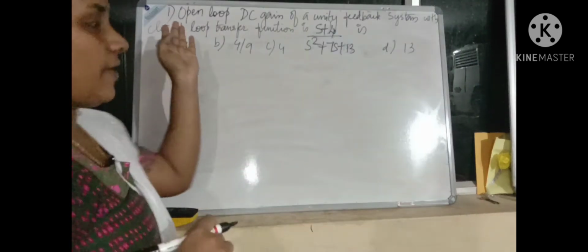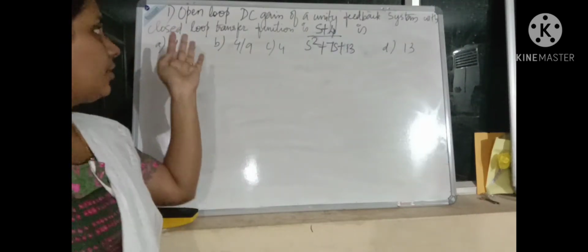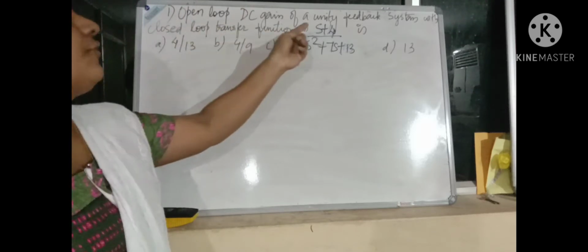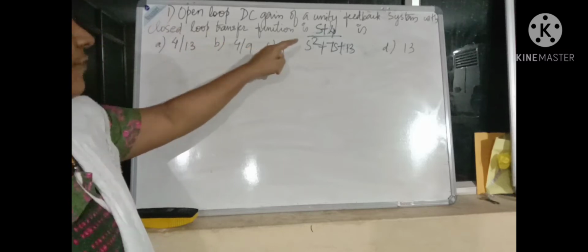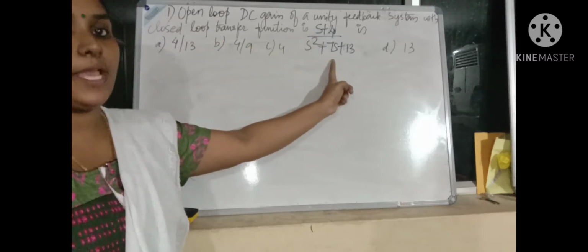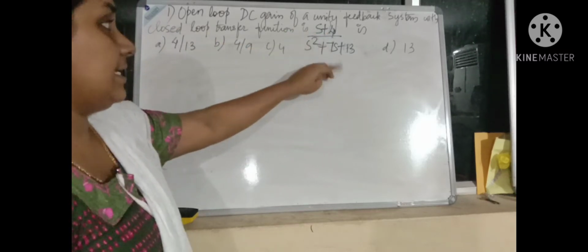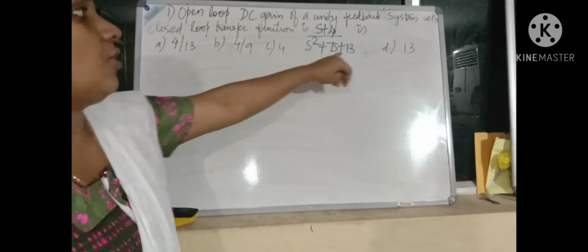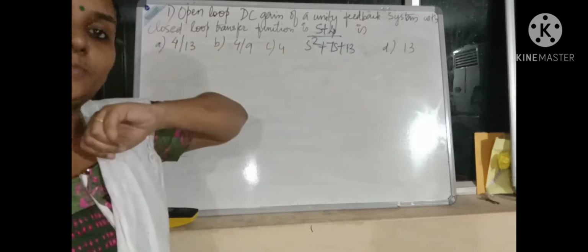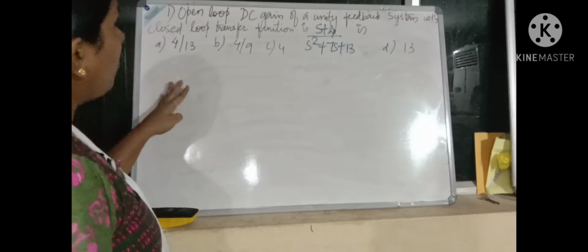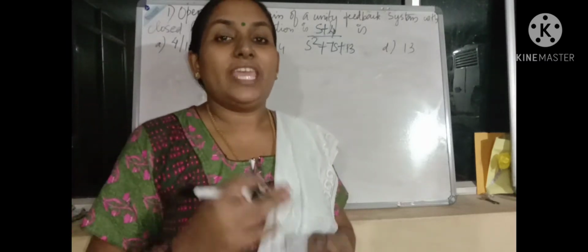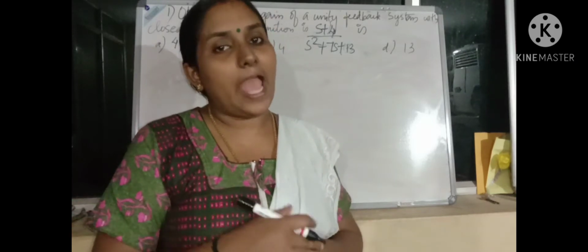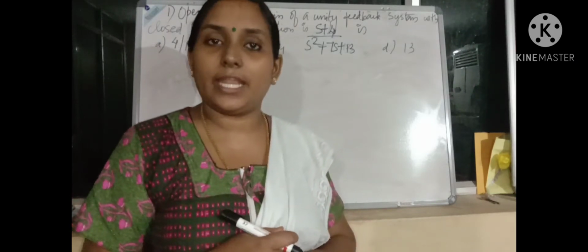Okay, one question asked in GATE: the open loop DC gain of a unity feedback system with closed loop transfer function (s plus 4) divided by (s square plus 7s plus 13) is, which of the options is the answer? Okay, here the closed loop transfer function is given. We can easily find out the answer if the concept is clear.